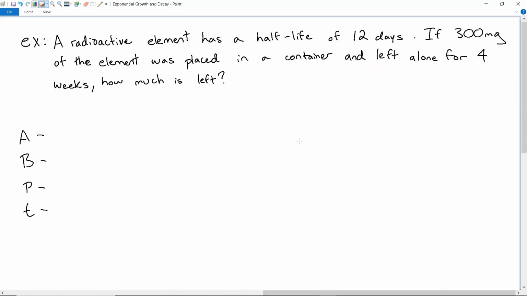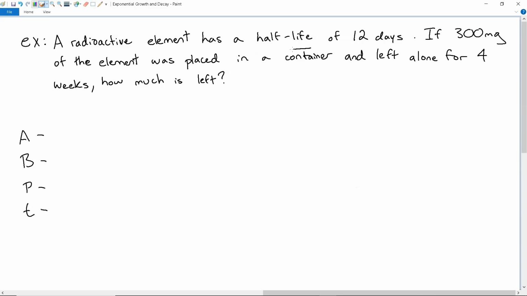All right, a radioactive element has a half-life of 12 days. If 300 milligrams of the element was placed in a container and left alone for 4 weeks, how much is left? So the first thing I want to do right off the bat is write down A, B, P, and T and see how much info I can fill out from the question.